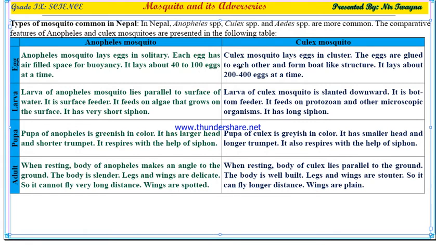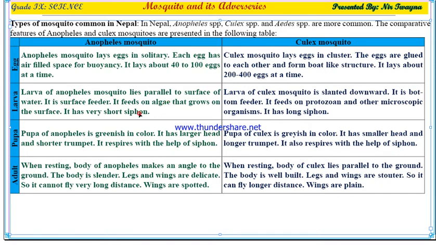Whereas Culex mosquito lays eggs in cluster. Cluster means in group. The eggs are glued to each other and form a boat-like structure. It lays about 200 to 400 eggs at a time. And then differences between larva. Larva of Anopheles mosquito lies parallel to surface of water. It is a surface feeder. It feeds on algae that grows on the surface.